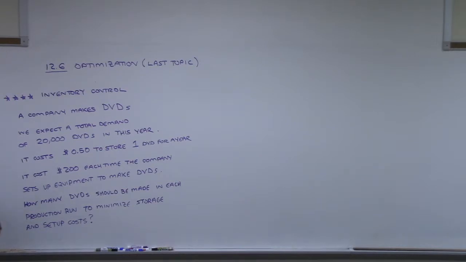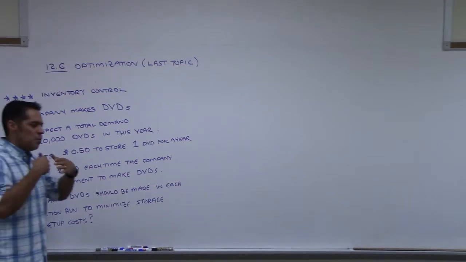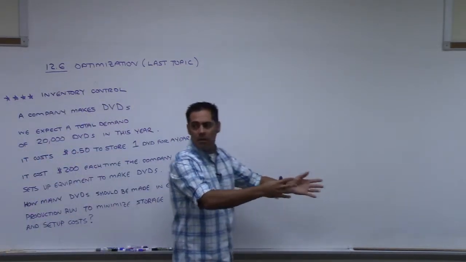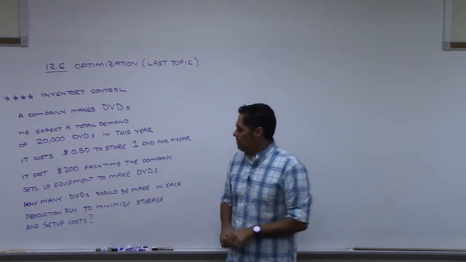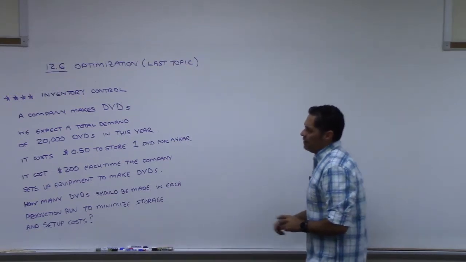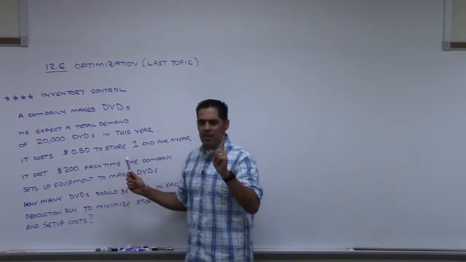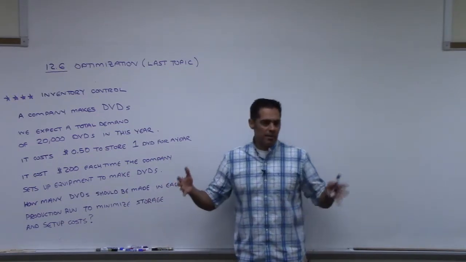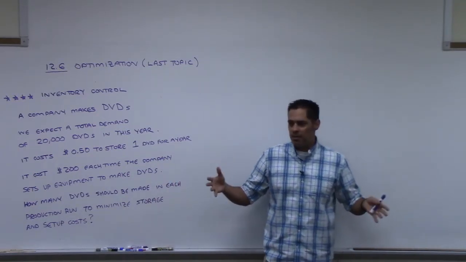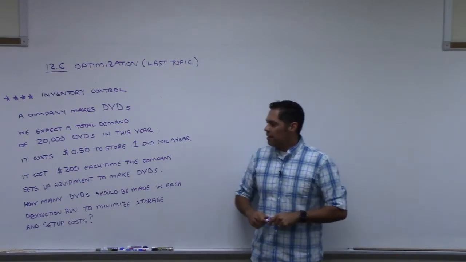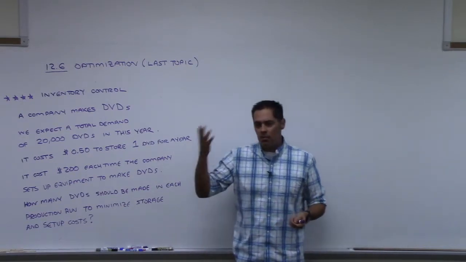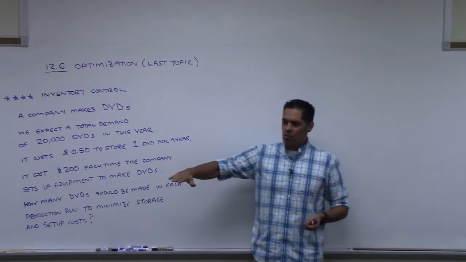So a company's making DVDs. I say we expect that we are going to have a total demand of 20,000 DVDs in the year. Okay, so we anticipate that we'll have 20,000 DVDs go out of our doors and get sold. It costs us 50 cents to store one DVD for a year. So we have to put these DVDs somewhere, right? Put them in a place where they're safe and they don't get broken. So it costs us 50 cents to put one DVD away, store it for a year.